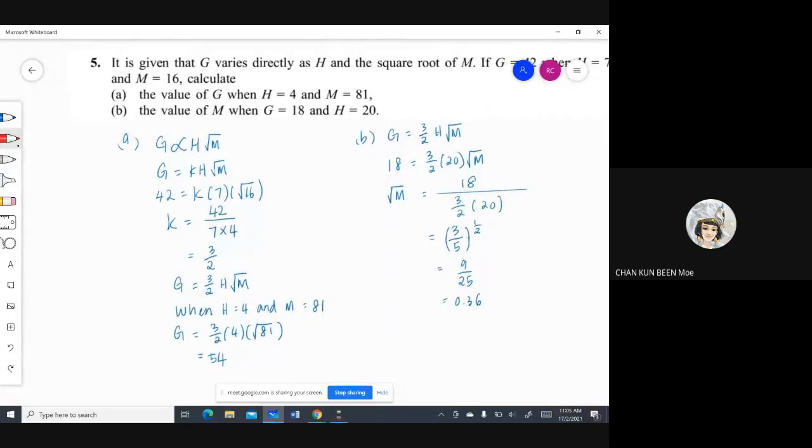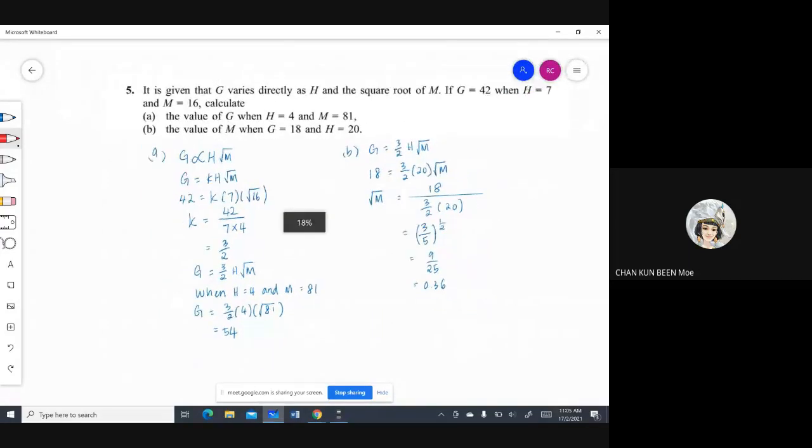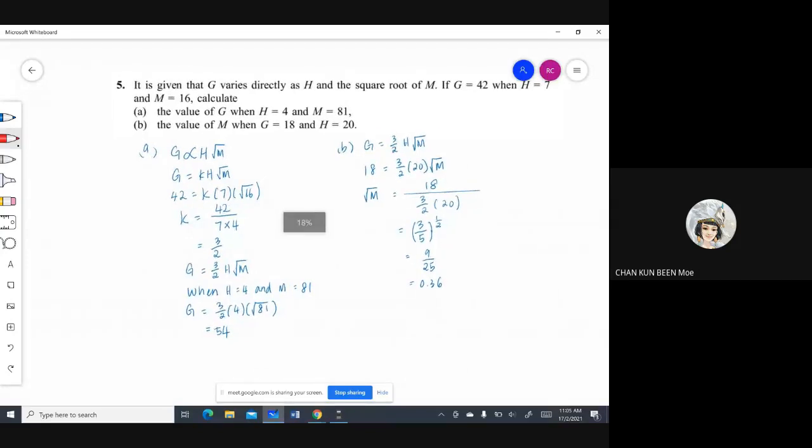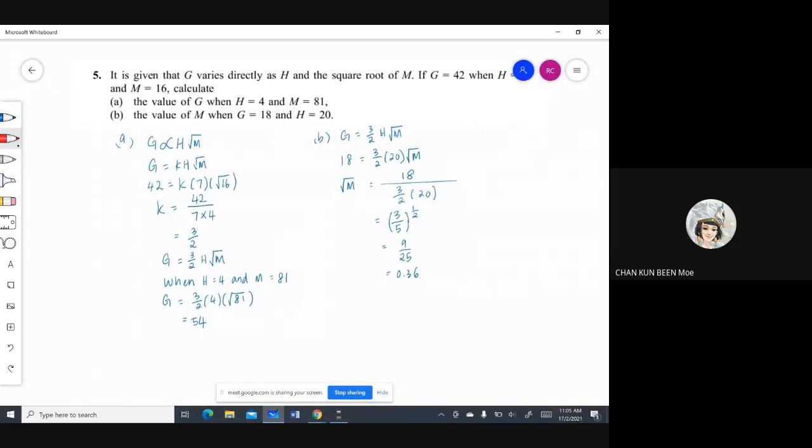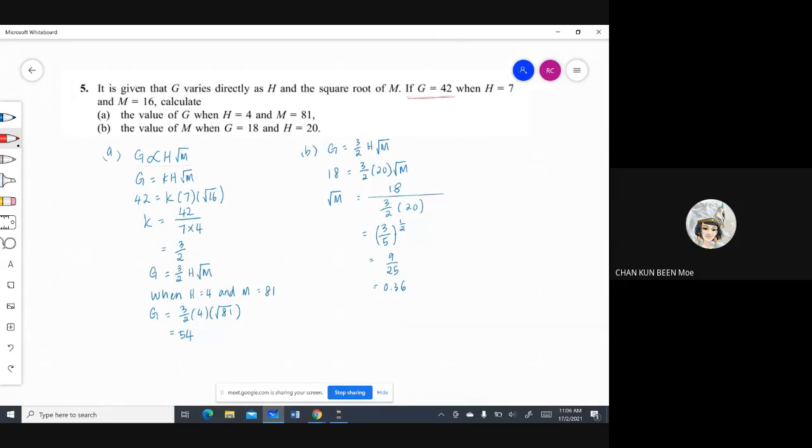Okay, the second question that I have given to you is question number 5. It is given that G varies directly as H and the square root of M. So you write like this. Make it thicker. Okay, like this. Then they ask you if G is equal to 42 and H is equal to 7, M equal to 16, calculate the value of G when H equal to 4 and M equal to 81.